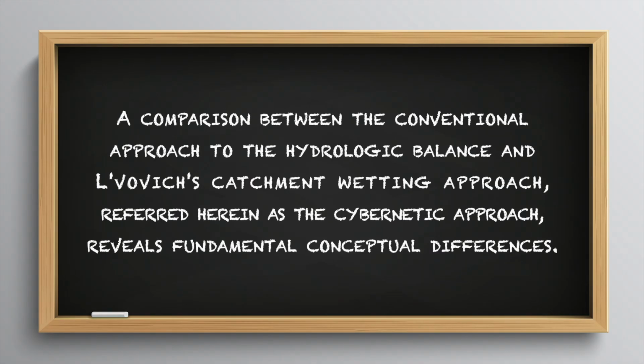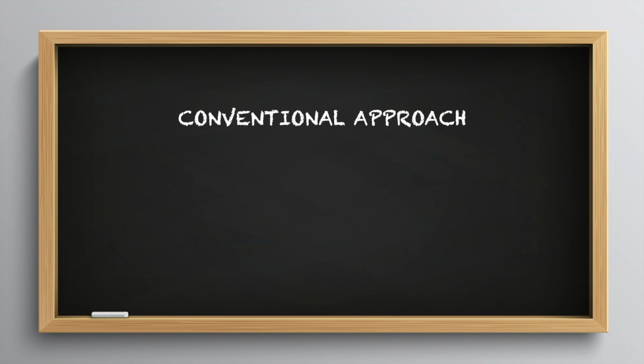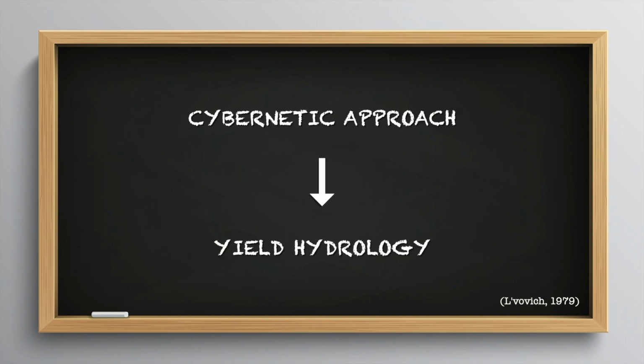A comparison between the conventional approach to the hydrologic balance and Leibovich's catchment wetting approach, referred herein as the cybernetic approach, reveals fundamental conceptual differences. The conventional approach is seen to be mostly suited to event hydrology, particularly for applications of flood hydrology and related urban hydrology. On the other hand, the cybernetic approach is suited to yield hydrology, that is, for determinations of the availability of water resources on an annual basis.